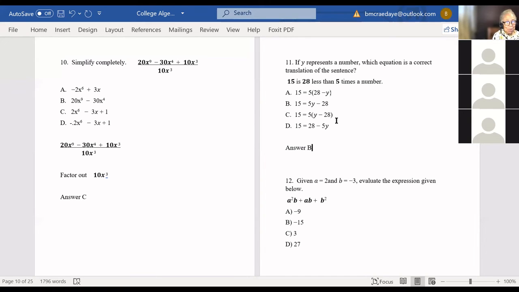Okay, Audrey, which one would you say? I don't know right now. That means 15 equals 28 less than 5 times a number. That means 5 times some number, here we're calling it y. And then we want to subtract 28 from it. So which one is it, Audrey?